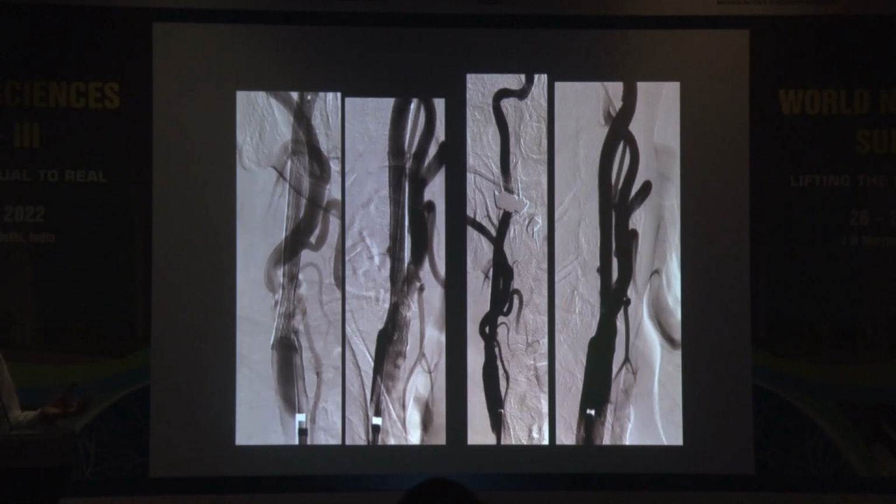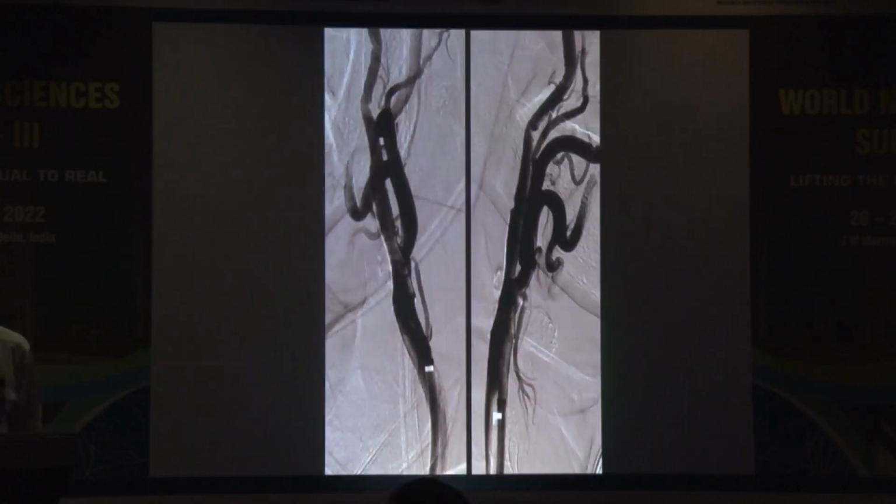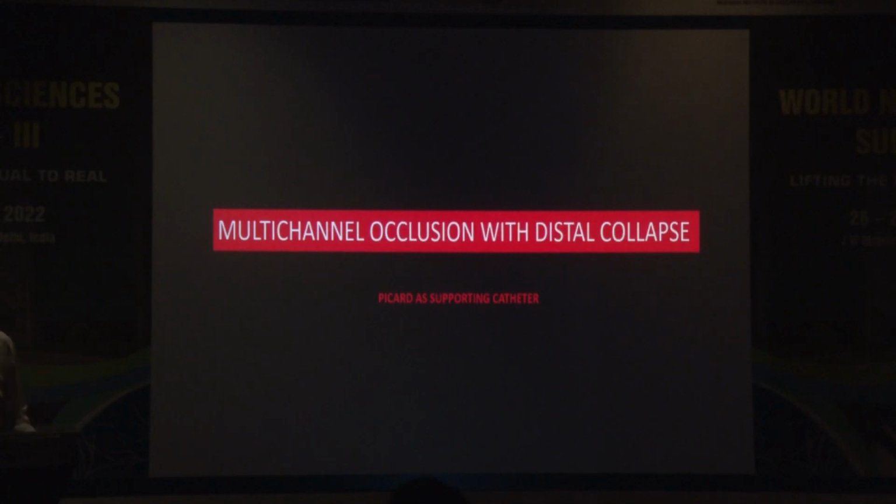So if it's a severely calcified circumferential plaque, probably we are better off sending them for endarterectomy. But if it's not a circumferential plaque, if the thickness is not much, you can do plasty and place stents in these. Now that's my favorite thing, a multi-channel occlusion with distal collapse.